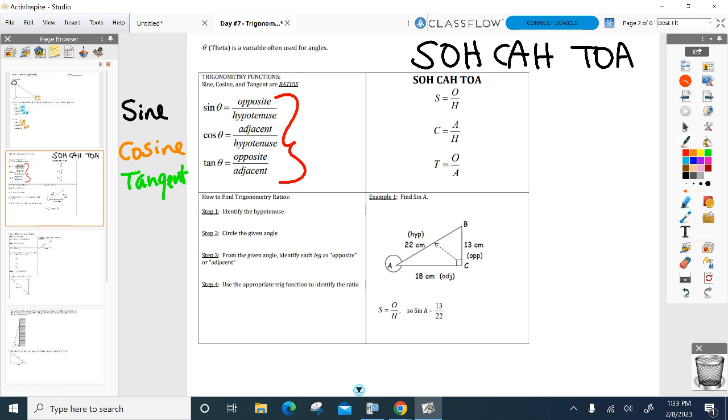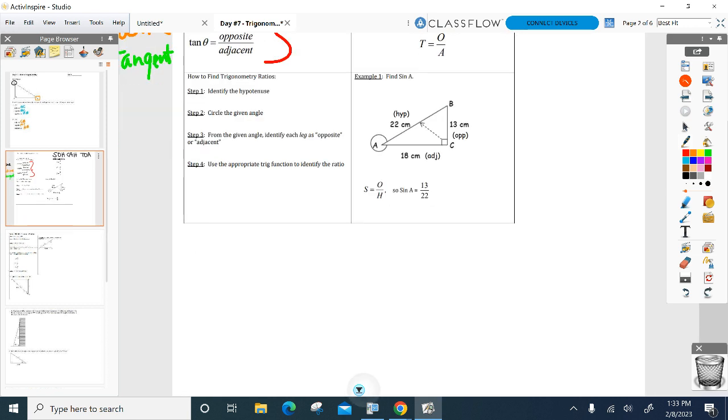SOHCAHTOA. All right, let's use it. Let's use it right now on this right triangle that I have here. 22, 18, and 13. First question I'm going to ask you, and you're just going to have to write this below. First question, can you help me find the cosine of angle A? What is the ratio of the cosine coming from angle A?